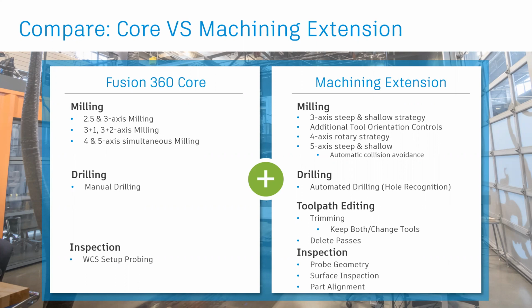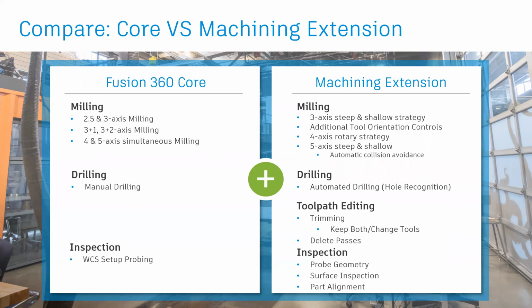The extension will cover more: the 3-axis steep and shallow strategy also comes under the extension. Then additional tool orientation control for steep and shallow, then 4-axis rotary strategy, and 5-axis steep and shallow with automatic collision avoidance. This all comes under milling for the extension, as well as drilling.